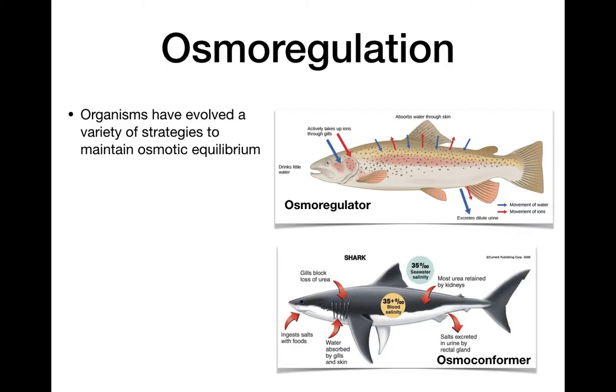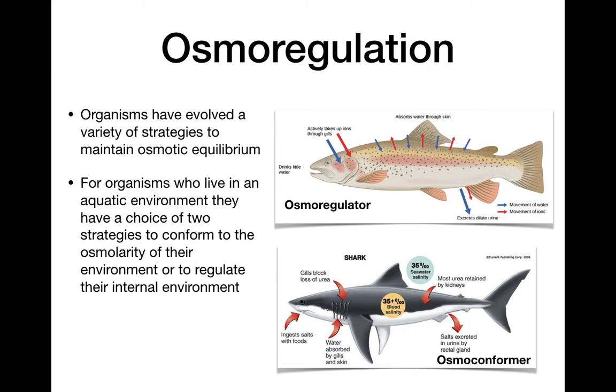Okay, so there are different strategies to do this, especially if you are an organism that lives in the water. If you're living in the water, you don't have to worry about conserving water. You live in water, it's everywhere. So they have a choice of two different strategies for aquatic organisms, and those would be to be an osmoregulator, where they're going to maintain a specific ion concentration, or an osmoconformer, which is to adapt to the environment.